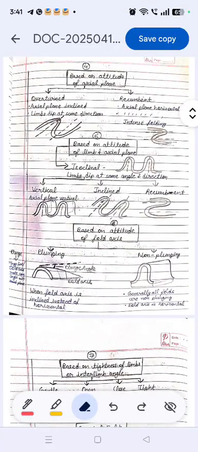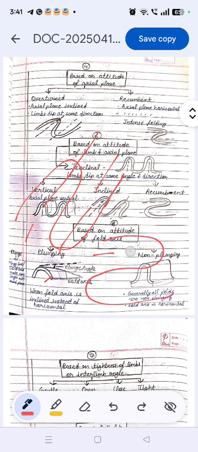And based on the attitude of the axial plane, overturned fold when the axial plane is inclined and limbs dip in the same direction. Recumbent fold when the axial plane is horizontal and limbs dip in the same direction, representing intense folding. This is the overturned fold, and this is the recumbent fold. Here the axial plane is horizontal.